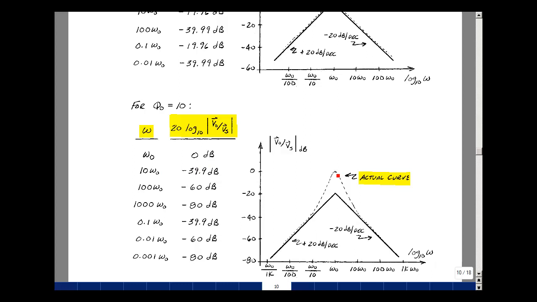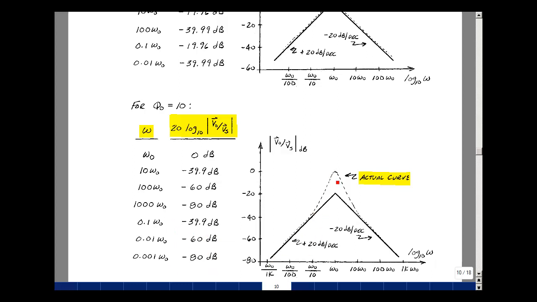So the actual curve is right here. For 10 omega naught, I get a minus 39.9 dB. For omega equal to 100 omega naught, I get minus 60 dB, and then minus 80 dB. So you can see here there's a change again of 20 dB per decade. We're decreasing with that slope. If you go the other way, a tenth, a hundredth, a thousandth for the ratio omega to omega naught, I get the same numbers. I get minus 39.9 dB, minus 60 dB, minus 80 dB.